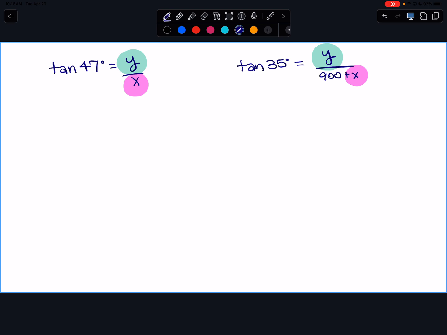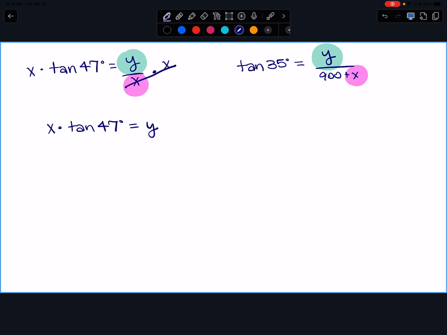But this one's really important because look, can you solve this one for y? Yes, the first one, the one on the left. How do I solve that for y? Multiply by x. So I get x times the tangent of 47 degrees, which, is that a number? Yeah, it's a nasty decimal, so I'm going to leave it alone, okay? But yes, it's a number. Equals y.